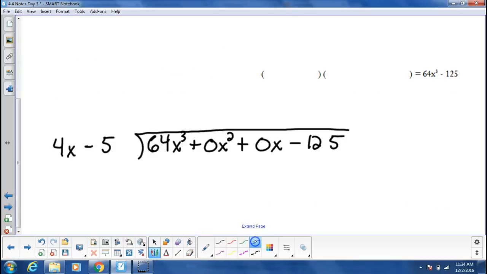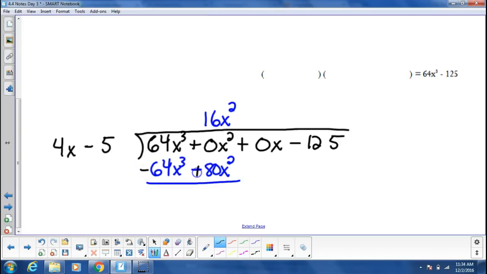Alright, so first one is going to be 16x squared. So that's going to give me 64x cubed minus 80x squared. So that's going to give me positive 80x squared. See, there's that x thing I was talking about.